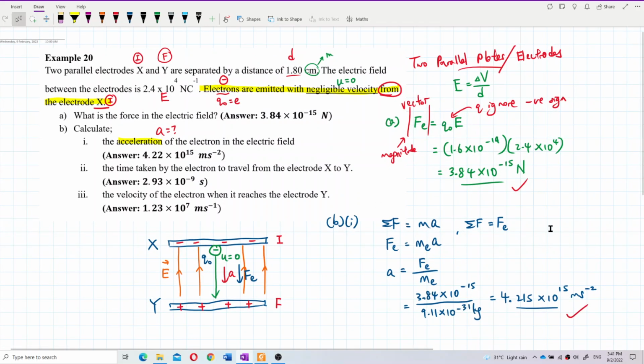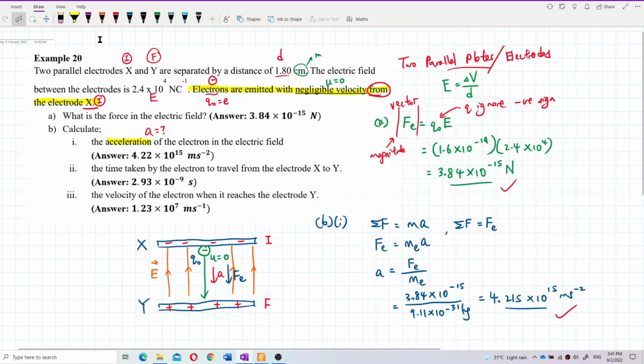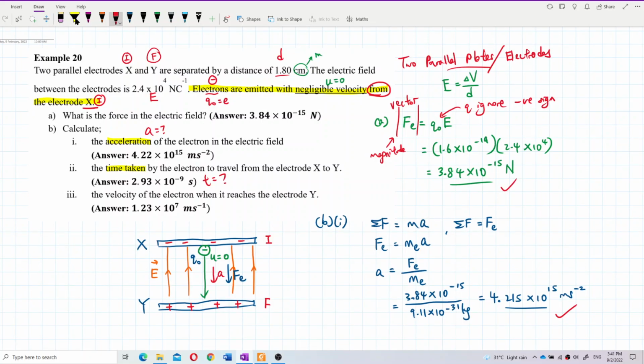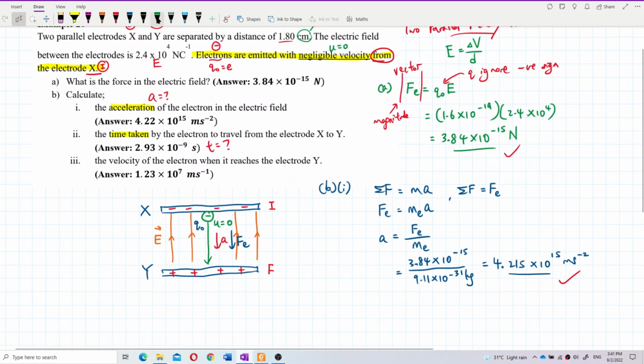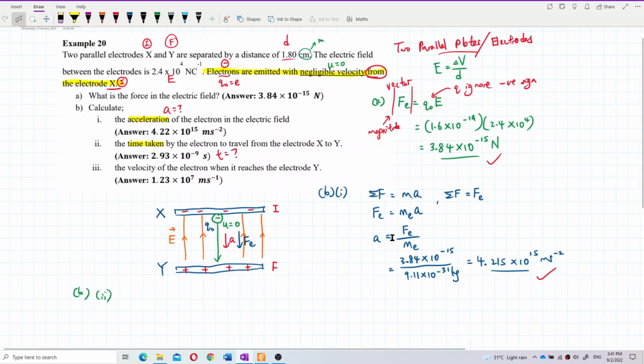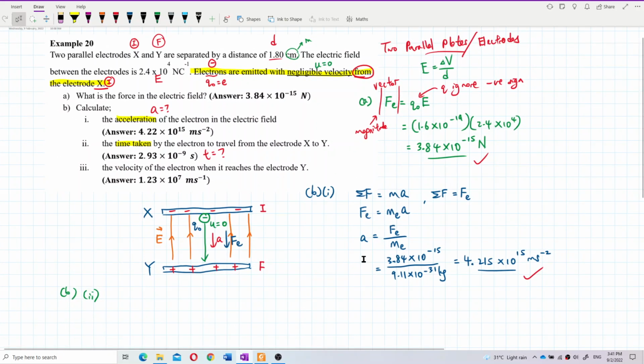That's correct. So now, what's my time taken from going from x to y? This one is a kinematic question, so just use the kinematic formula. Question B2. I already have my acceleration and my initial velocity, and I need the time taken.